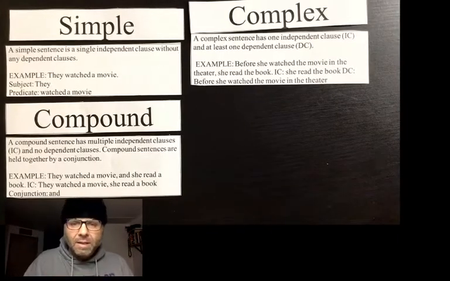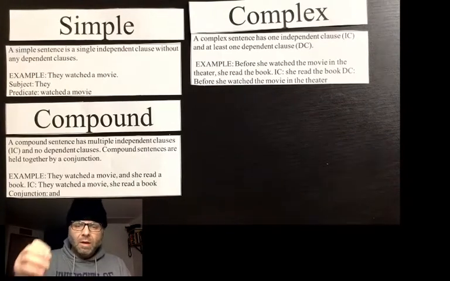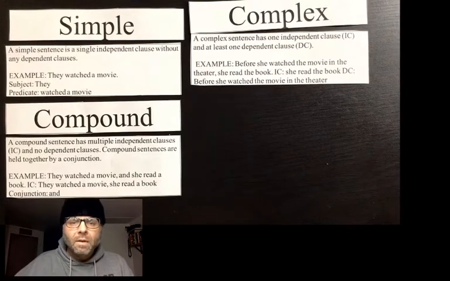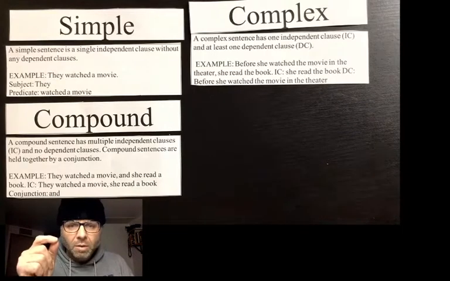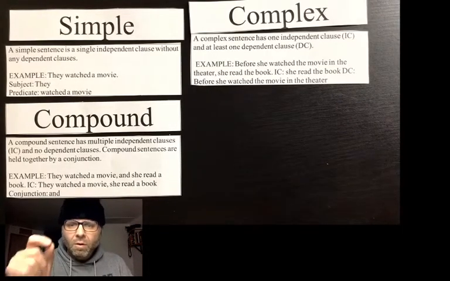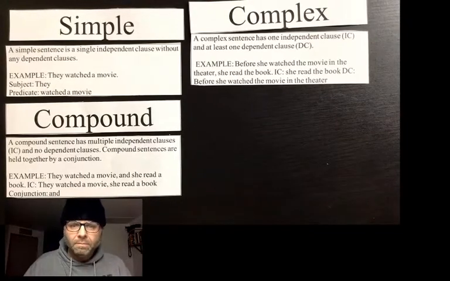So a complex sentence is an independent clause joined together with a dependent clause. Notice that they're joined together by a simple little comma. Before she watched the movie in the theater, comma, she read the book.